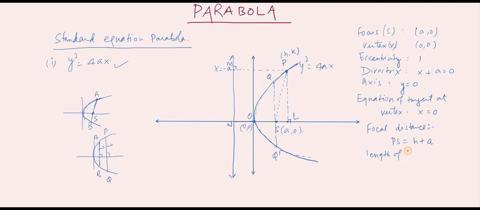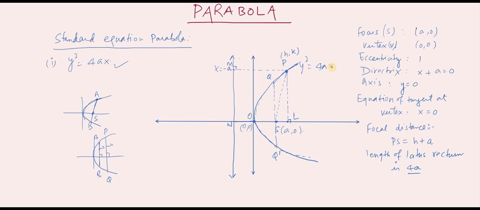Length of latus rectum is 4a. Obviously, S is passing through (a, 0) and perpendicular to the x-axis, therefore we can say that the equation of QQ' is x is equal to a.